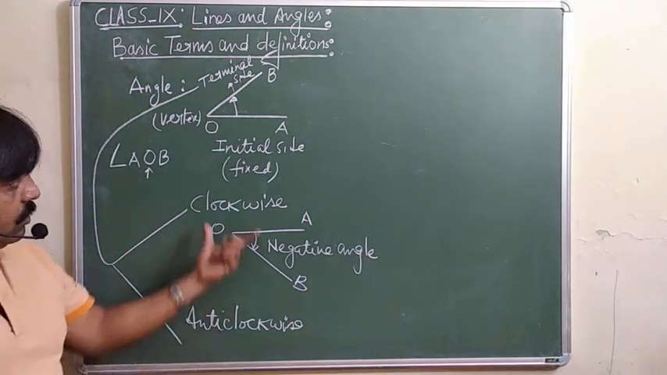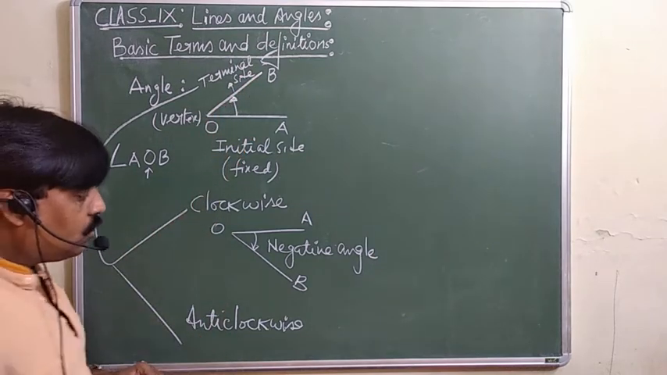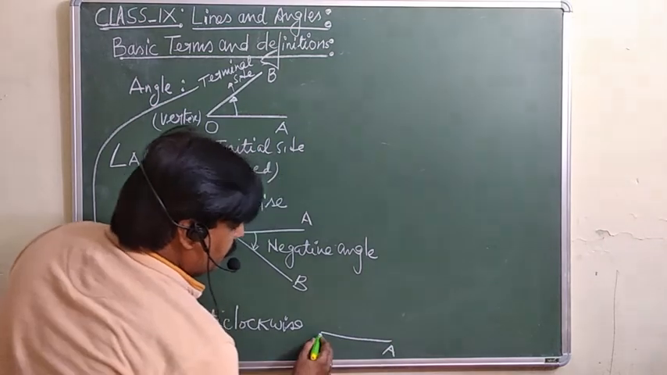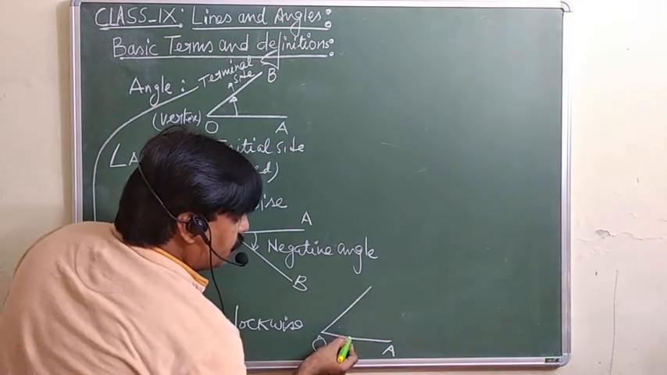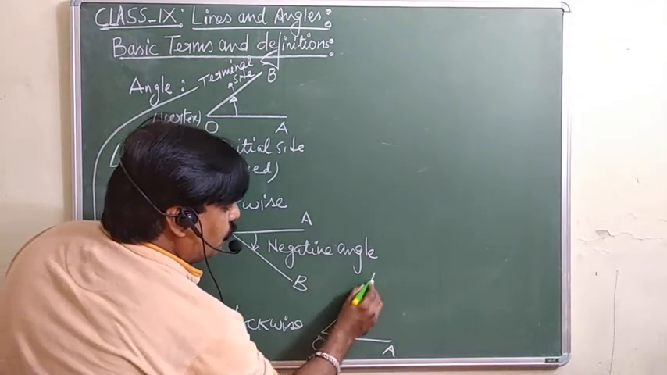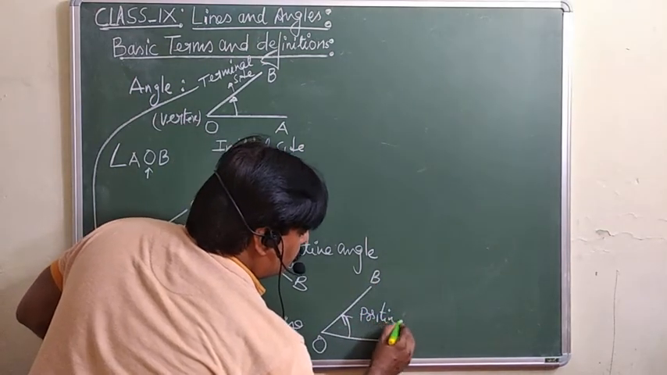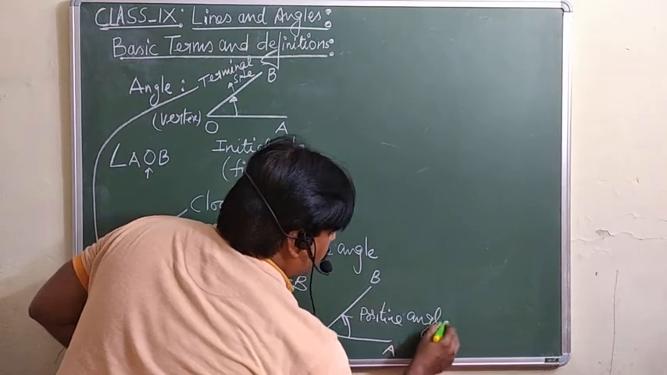But if your terminal side moves anti-clockwise, meaning OA is your initial side and the terminal side OB is moving just opposite to the clock, then it makes a positive angle. This is your positive angle.